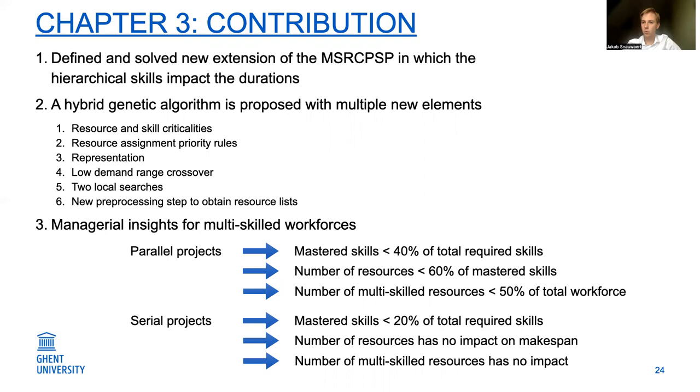For serial projects, we found that the mastered skills need to be even lower, which is only lower than 20% of the total required skills. But on the other hand, we found that the number of resources or the number of multi-skilled resources has no impact on the makespan. This means that once you know how many skills are mastered in the workforce, it doesn't matter if they are mastered by different resources. So whether you have a single skilled workforce or a multi-skilled workforce, this will have no impact at all on the makespan.